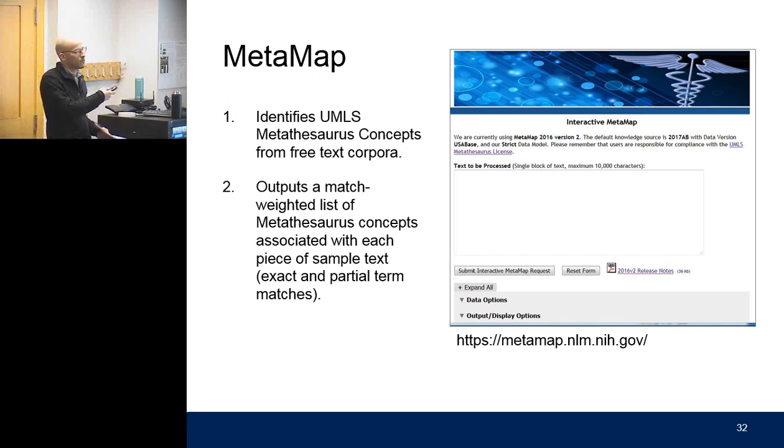So we're looking at a view of the web-based tool. There's also a tool you can download to use locally and an API version as well. But basically the idea is you put in a sample of free text and MetaMap runs that free text and matches all of the biomedical terms that it can find to UMLS terms.